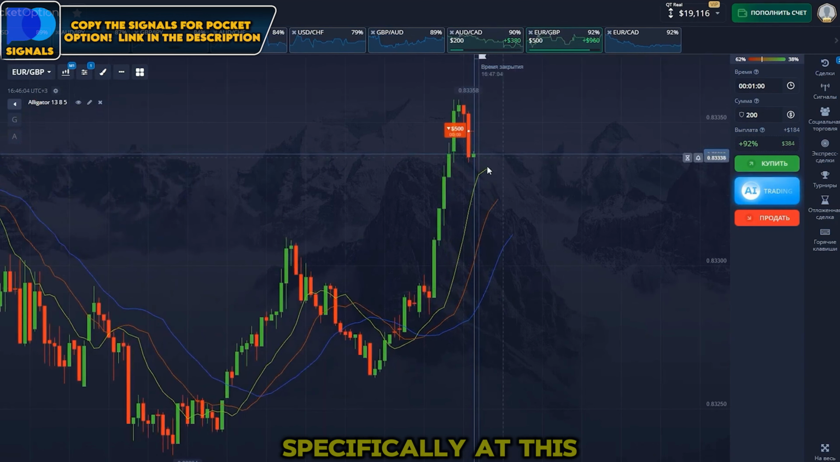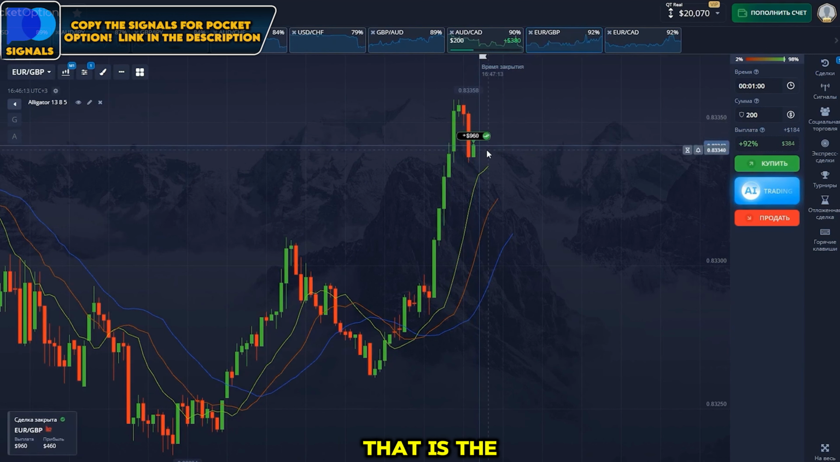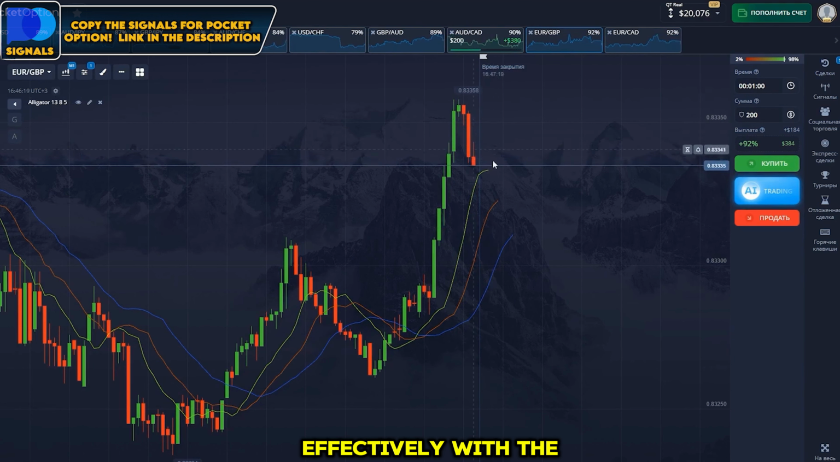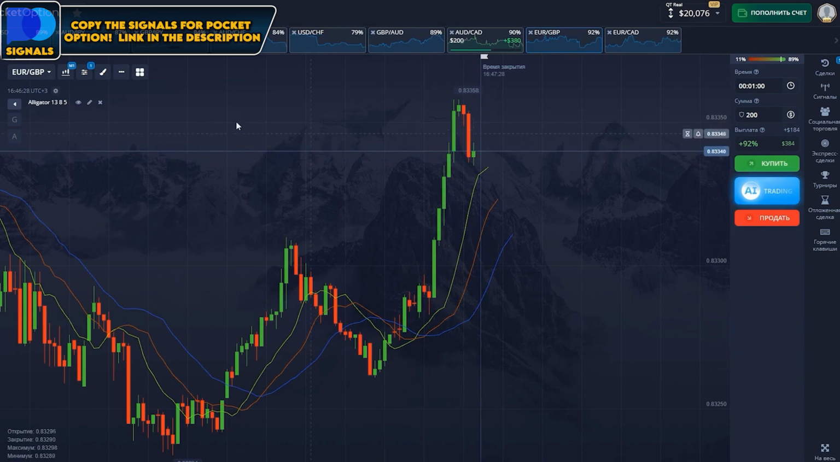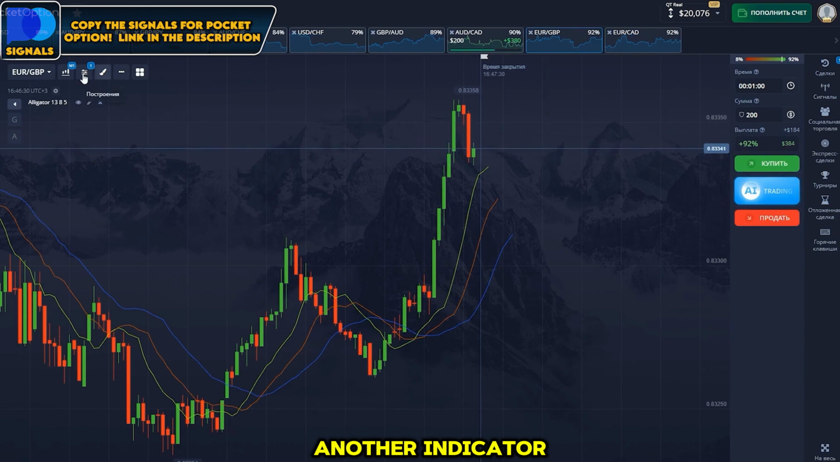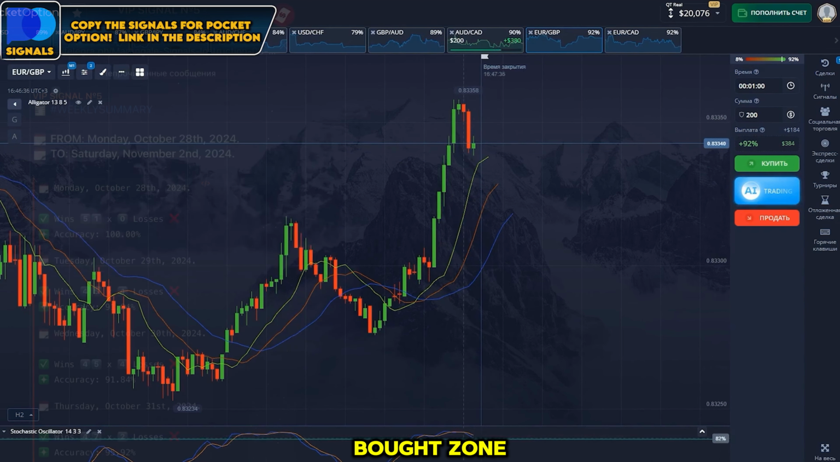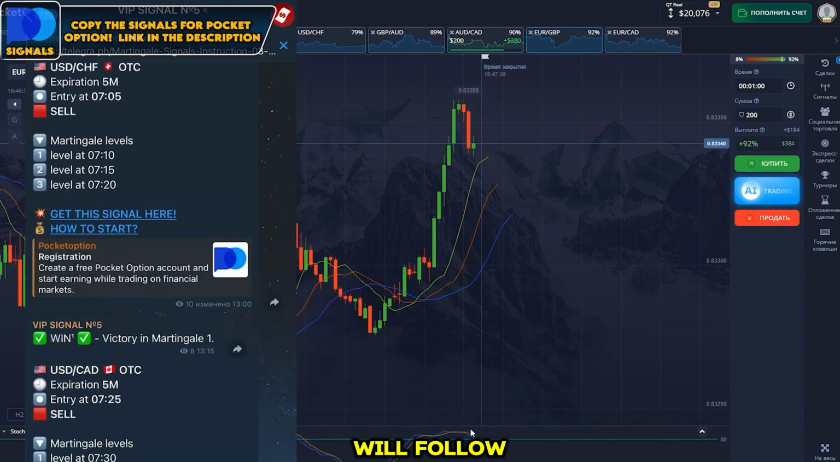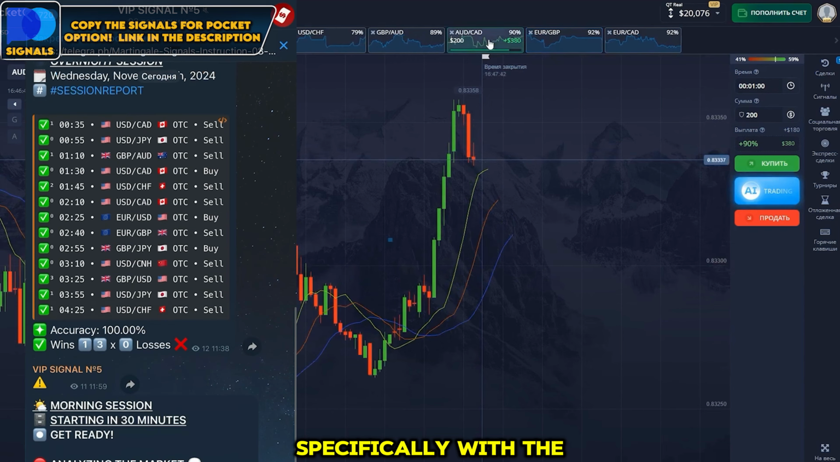Although there is no crossing specifically at this location, this particular martingale is made so that in case the price movement changes, that is, the upward trend shifts to downward, we control this effectively with the second martingale. And we see that there was indeed an upward movement, and now there will likely be a downward movement. Well, this can be viewed using another indicator, namely the stochastic indicator. We see that the price is currently in the overbought zone and most likely a downward movement will follow. That's not the focus right now. We are trading according to the strategy specifically with the alligator.